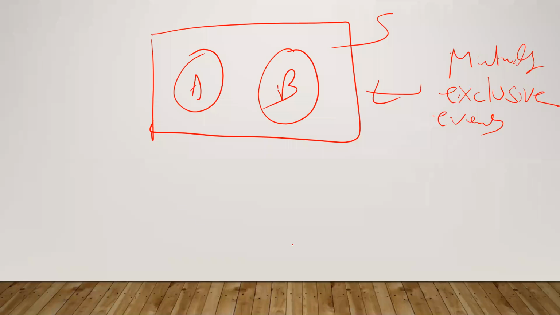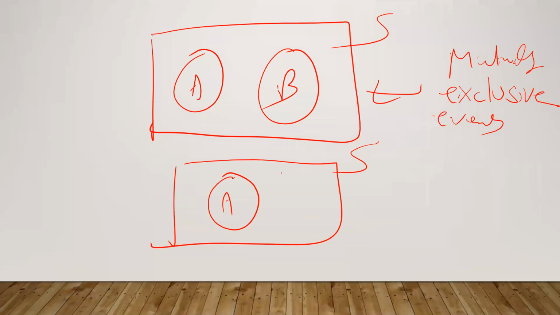और अगर मैंने ऐसा लिया, this is my sample space, this is my event A and this is my event B, this part is common to both. So this is not mutually exclusive.